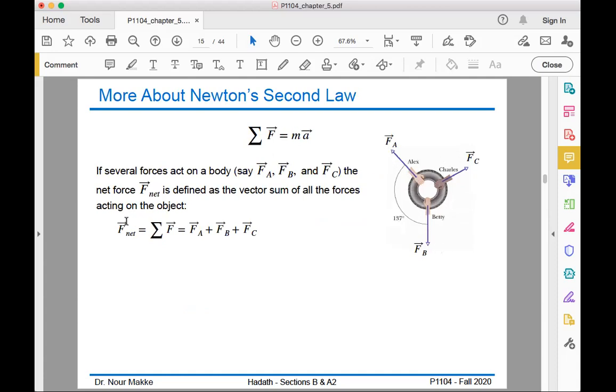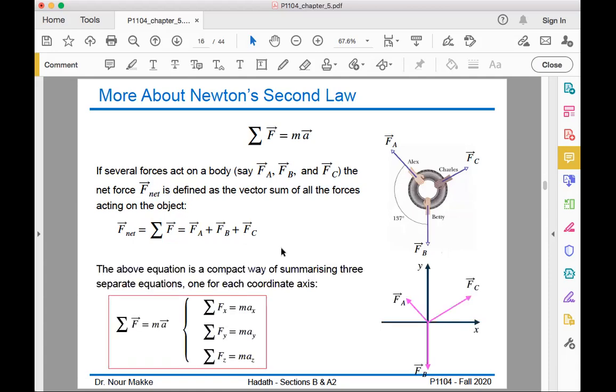Now, what we say is that F net, the net force acting on this object, is defined as the vector sum of all the forces. So it's Fa plus Fb plus Fc. Whenever you want to apply Newton's second law on this object to study it, then you can say the sum of external forces equals ma.